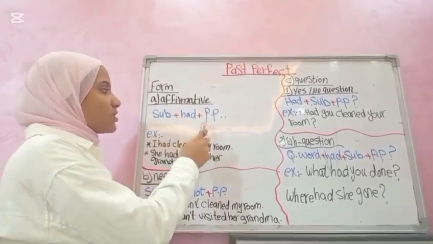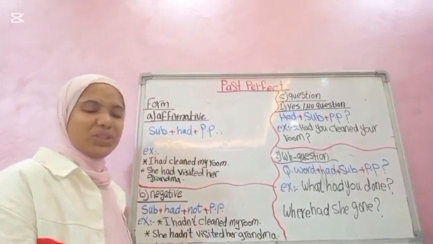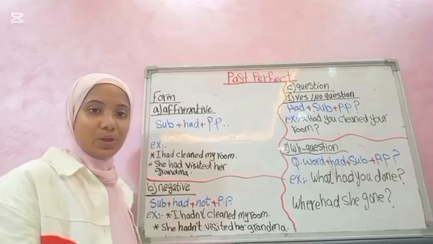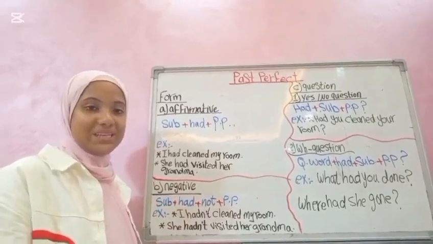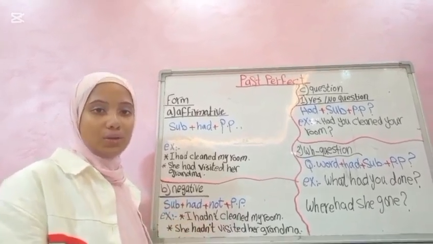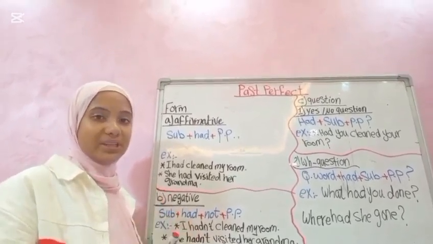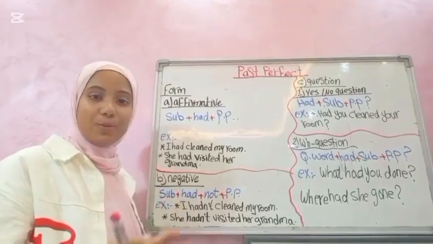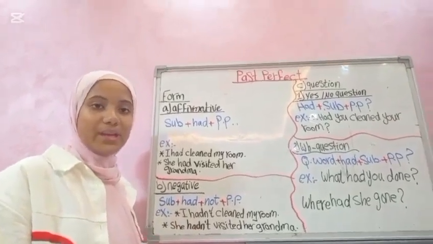Subject plus had plus past participle. What is the past participle? The past participle is the third form of the verb. An example of the past participle: the verb go. The past of the verb go is went. The past participle, or the third form of the verb go, is gone.